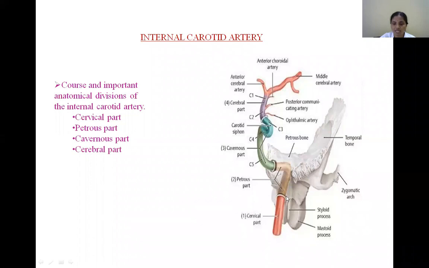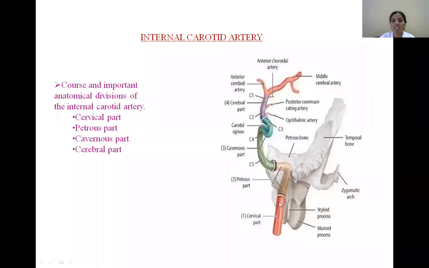So at the base, there is an opening for this internal carotid artery through which it enters into the bone. What is this bone? Petrous part of the temporal bone. So the internal carotid artery is partly present in the cervical region, meaning the neck region, which is known as the cervical part. That is the first segment of the internal carotid artery. Then through the opening for this internal carotid artery.